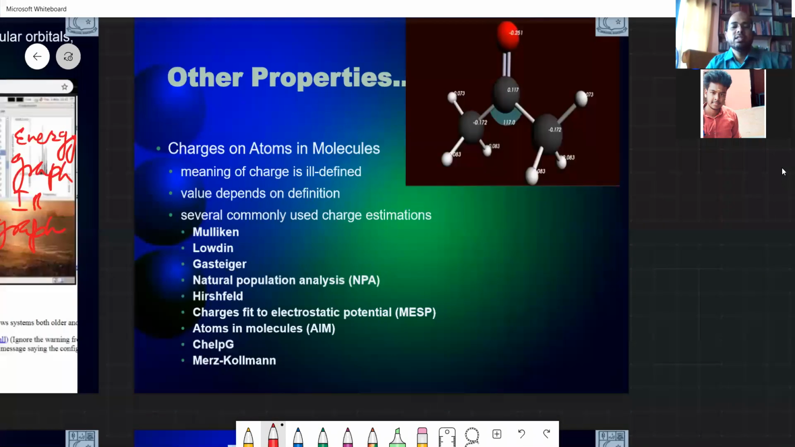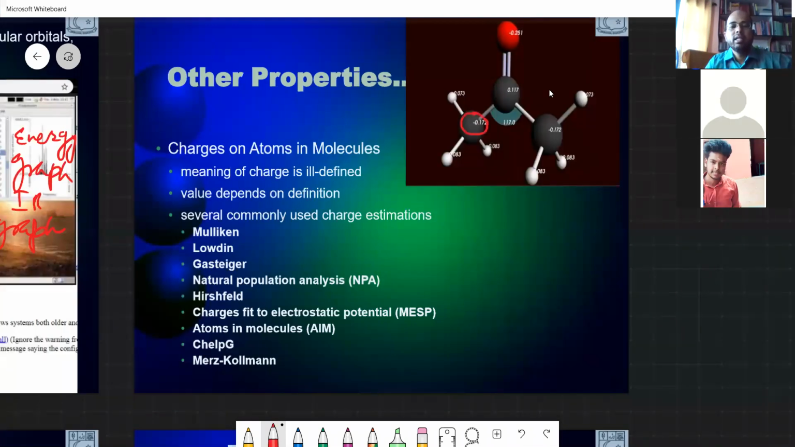So here the charge is given. You can see that the charges are directly given on each atom. Each atom has different charges, and you can directly see them there. And the option of displaying the charges is available in the software itself. Okay, charges on atoms and molecules are ill-defined. There is no proper definition for charges.